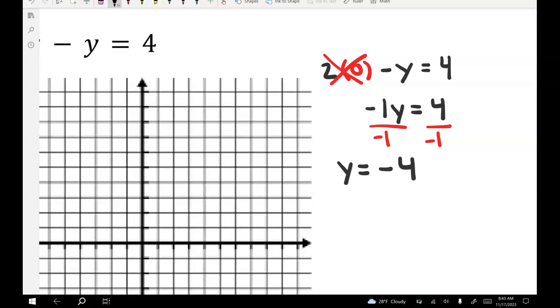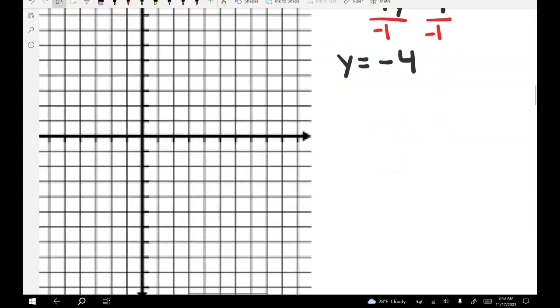And some people don't even like to write the point, like 0 comma negative 4. If you're good with where to graph things, you could just take this y value of negative 4 and say, okay, well, y goes up and down. If I'm going up, my numbers are positive. Down, my numbers are negative. So if you just think, all right, I'm starting at the center and I go 4 down, 1, 2, 3, 4, I know that's where my y-intercept is going to be.